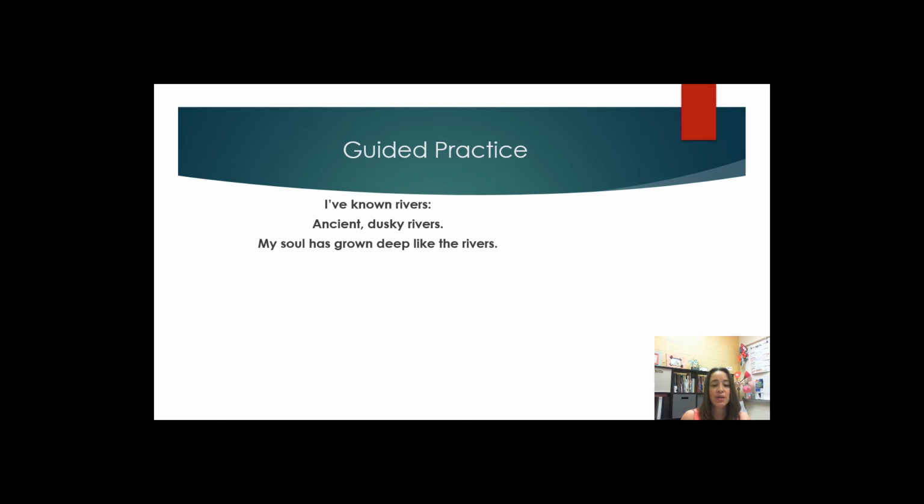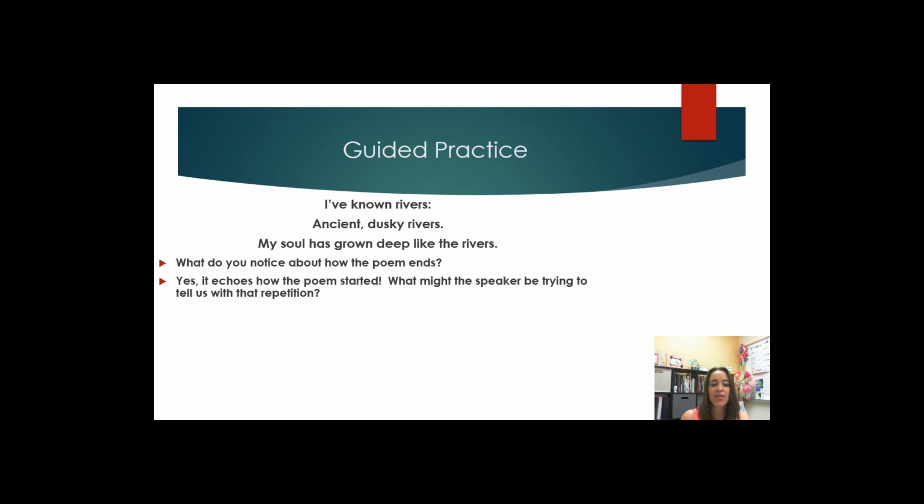I've known rivers, ancient, dusky rivers. My soul has grown deep like the rivers. What do you notice about how the poem ends? Yes, it echoes how the poem started. What might the speaker be trying to tell us with that repetition?